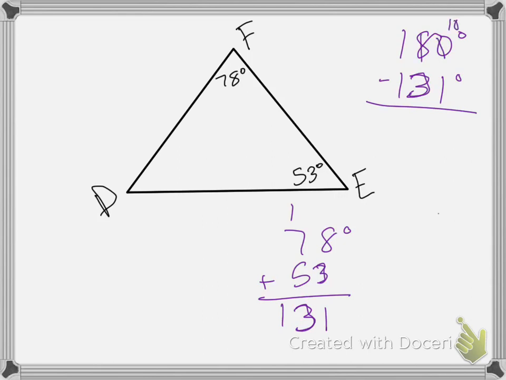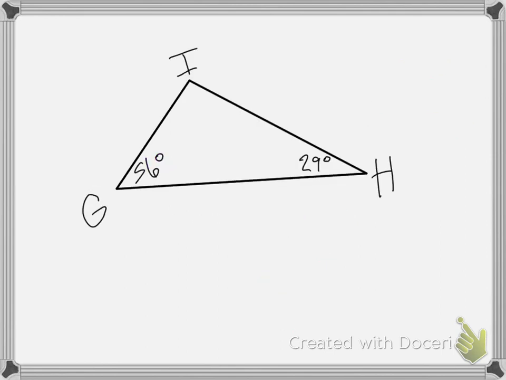Okay, so 10 minus 1 is 9, 7 minus 3 is 4, and 1 minus 1 is 0. So angle D has to equal 49 degrees. Okay, we're going to do one more.